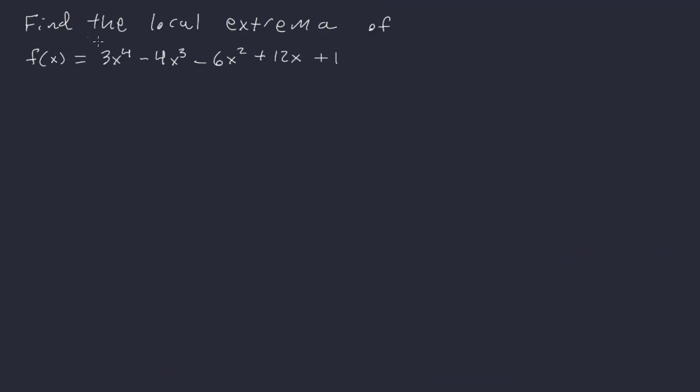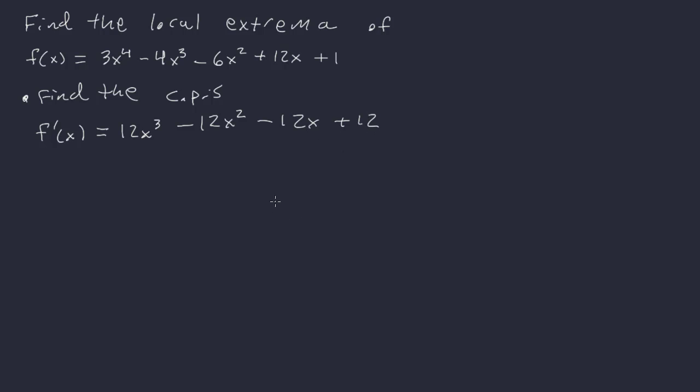All right. Let's begin with this example. Say we want to find the local extrema of f of x equals 3x to the fourth minus 4x cubed minus 6x squared plus 12x plus 1. So to start with, we need to find the critical points. Okay, so to find the critical points, of course, we need to find the derivative to start with. So the derivative, it's just going to be power rules here. That's nice. We're going to have 12x cubed minus 12x squared minus 12x plus 12. Well, that came out pretty nicely.